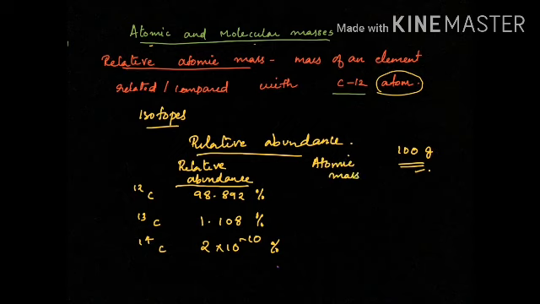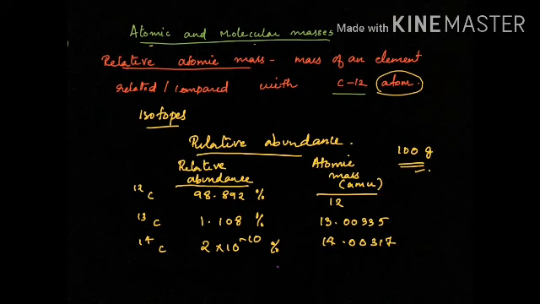So we need to consider the atomic mass of each isotope in terms of AMU, right? Carbon 12, we know that it is 12 AMU. We have seen it, right? Carbon 13's mass in terms of AMU is 13.00335. Carbon 14's atomic mass in terms of AMU is 14.00317.